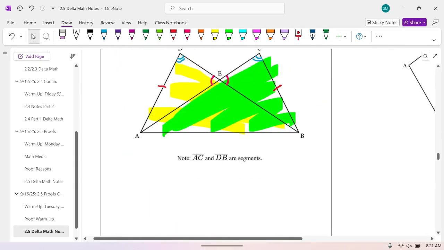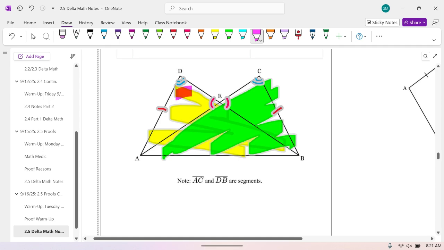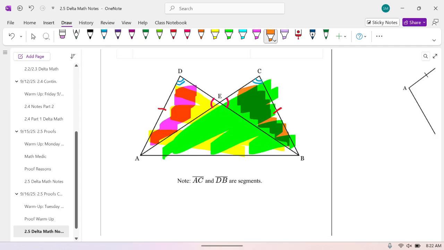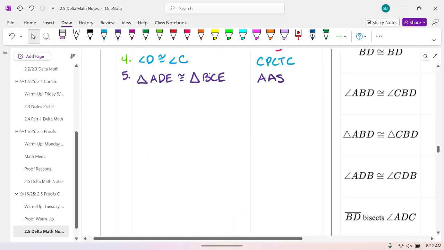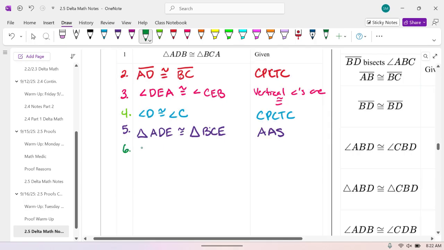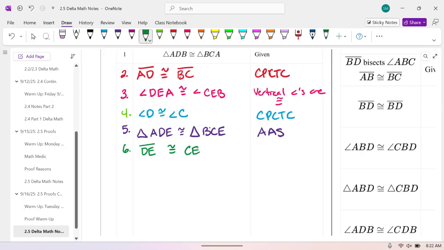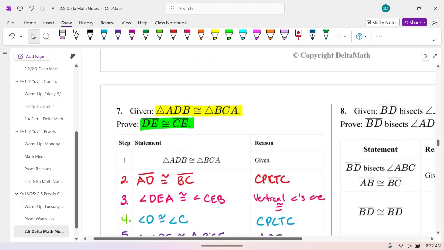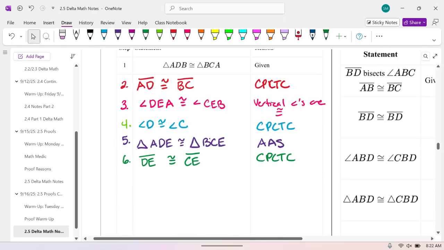Now, since we proved that these two triangles are congruent, we can now claim that DE is congruent to CE by CPCTC. So DE is congruent to CE by CPCTC. And we're done.